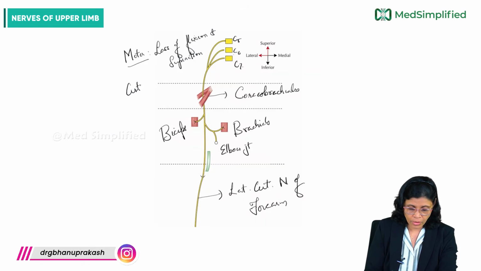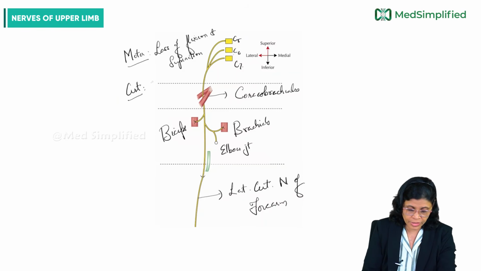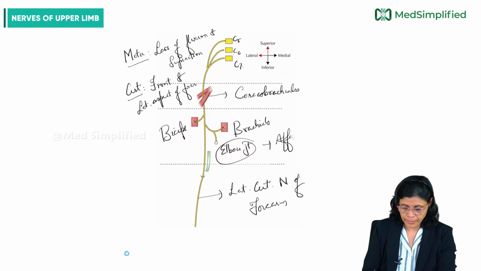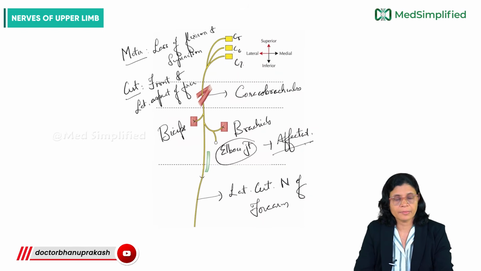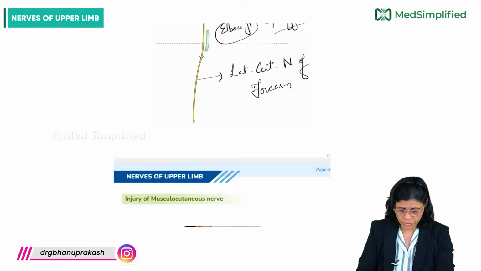Then cutaneous loss we will see along the front and lateral aspect of the forearm. Okay, so there is cutaneous loss on the front and lateral aspect of the forearm. Elbow joint here is affected. And vascular, it supplies the vessels in the anterior compartment of the arm, basically the brachial artery and the vena comitans along with that. This is about the nerve supply as well as the signs and symptoms of the musculocutaneous nerve.